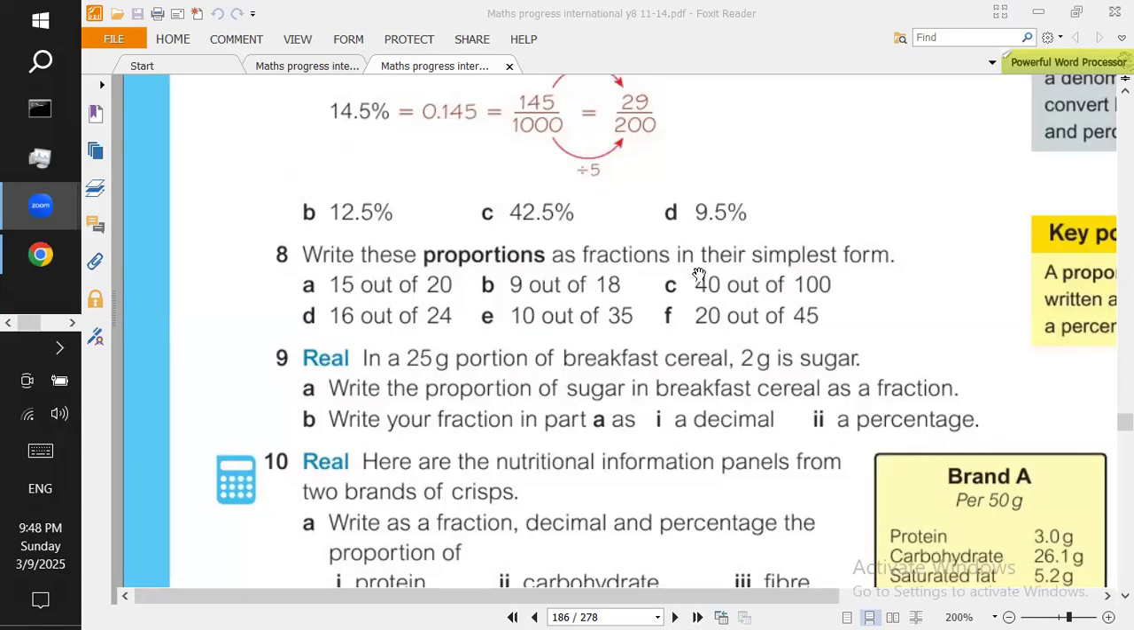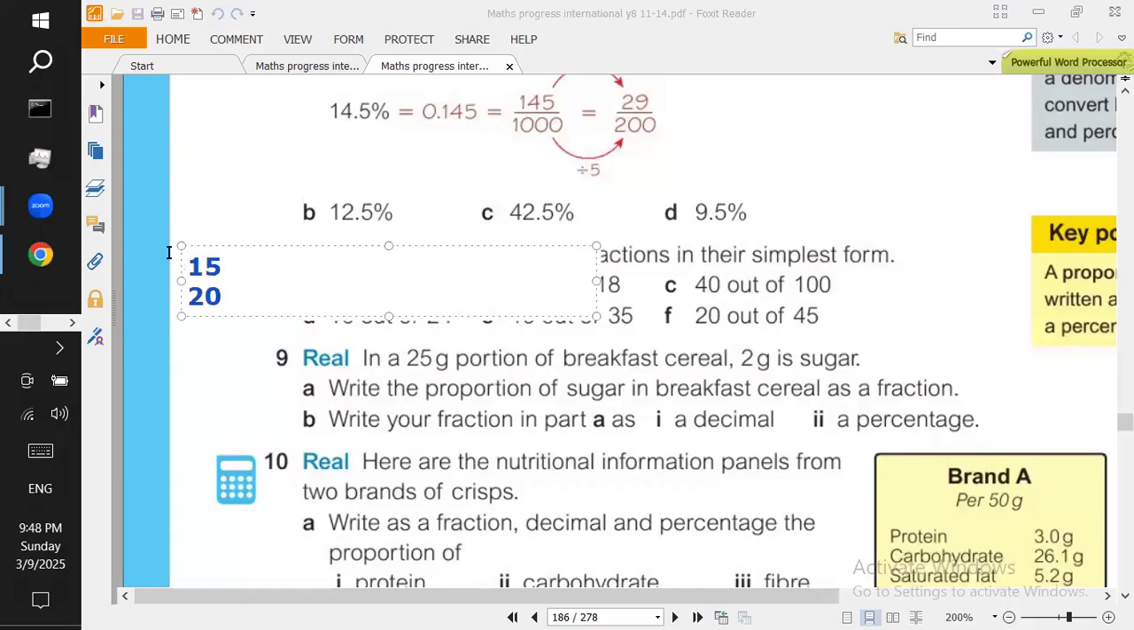Write these proportions as fractions in the simplest form. Now, when you write a proportion as a fraction, it means you write the part number out of the total, or write it as it is in this order, 15 over 20, or 15 out of 20. It means it's 15 over 20, like this.